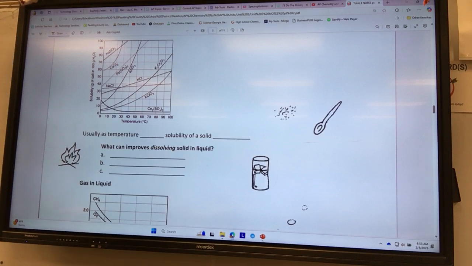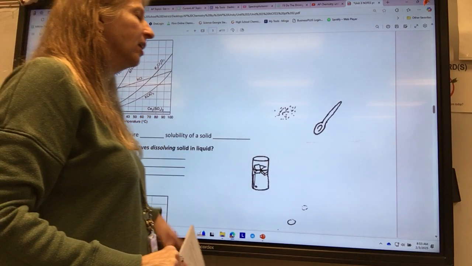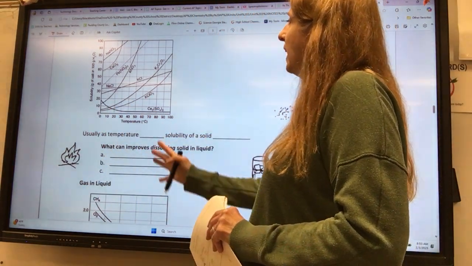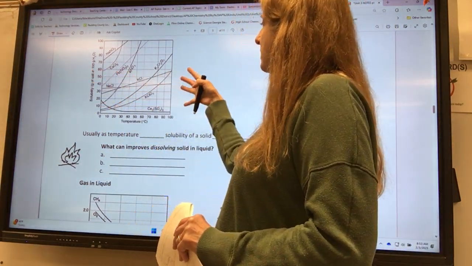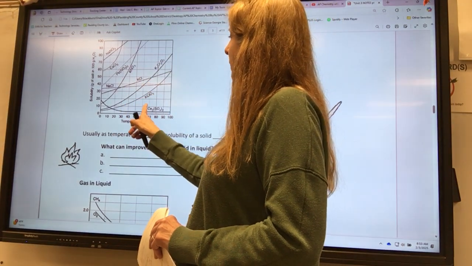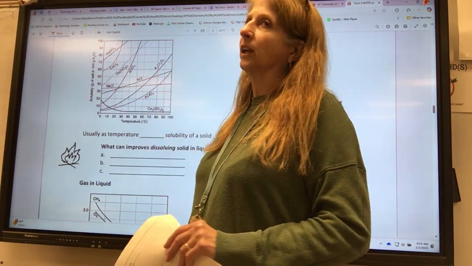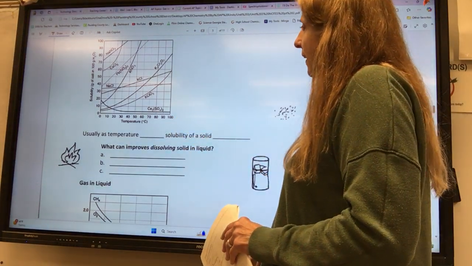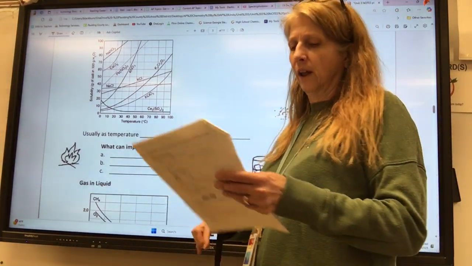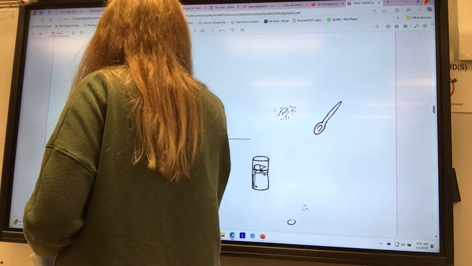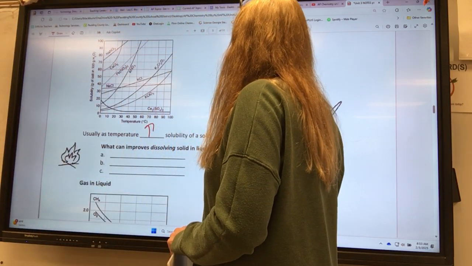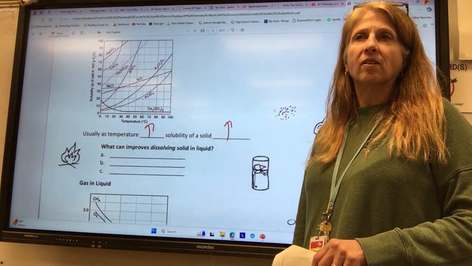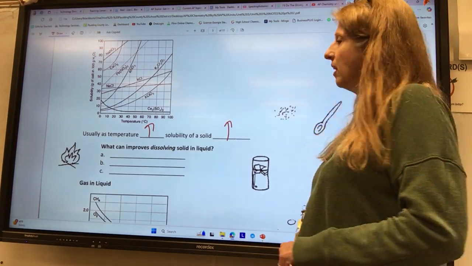So solubility curves here, you read these in honors, so you should be familiar with them. But the main thing I want you to see is that as temperature increases for all of them except that one, solubility increases. Solids dissolve better in hot liquids than cold. So usually as temperature increases, how well it dissolves, its solubility, increases. Easy stuff. This is honors stuff, right?